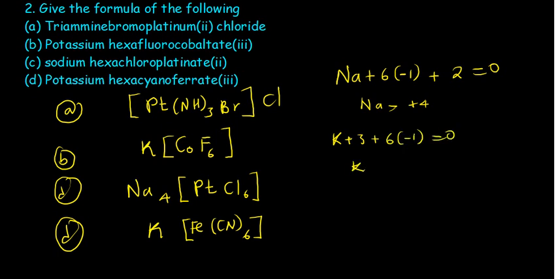So 6 times negative 1, that is a negative 6. 3 plus negative 6, that is a negative 3. Taking the other side gives us a positive 3. So the charge of potassium should be positive 3. That means we need to have 3 of them, because the charge of 1 potassium is only a positive 1. So these are the formulas. This is how we can be able to write the formulas and also determine the names.